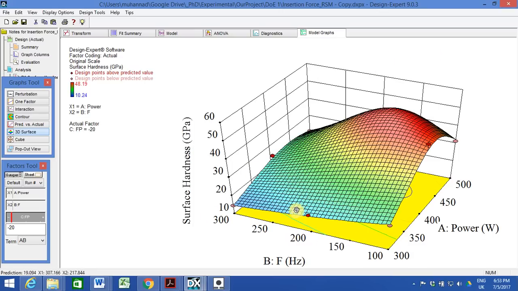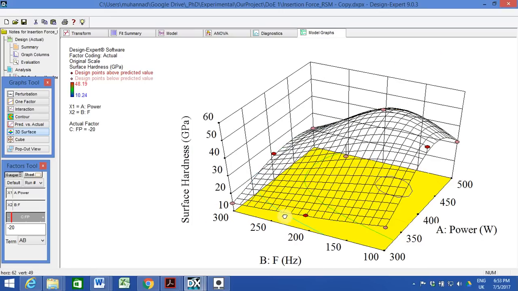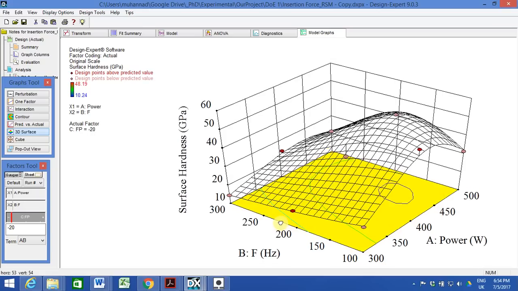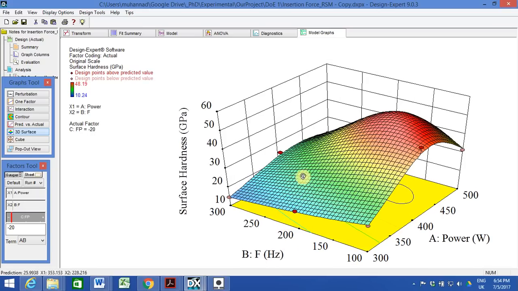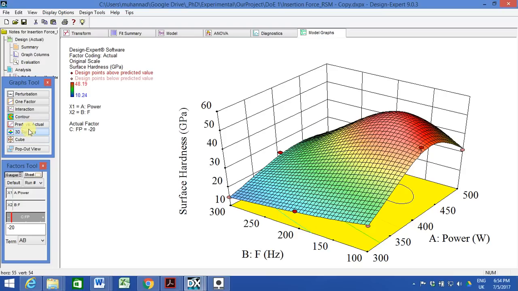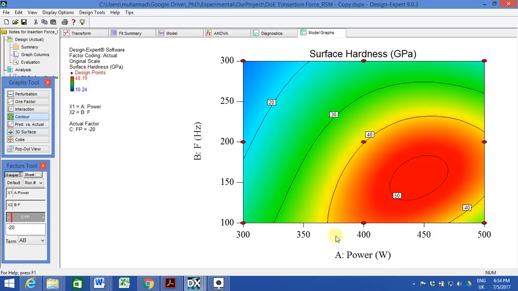In order to explain, sometimes it's hard to explain. Like here, there are some hidden areas. So maybe it's better, it's up to you. If you have space in your report, you can insert both the 3D and the 2D. So you see, this is the 2D of this figure. From here you can put your explanation.